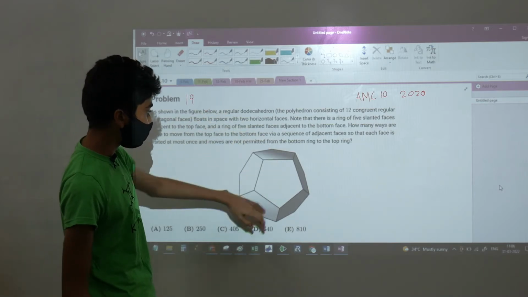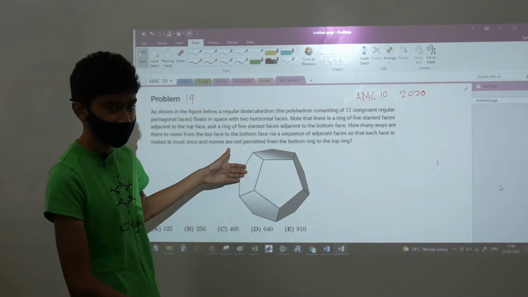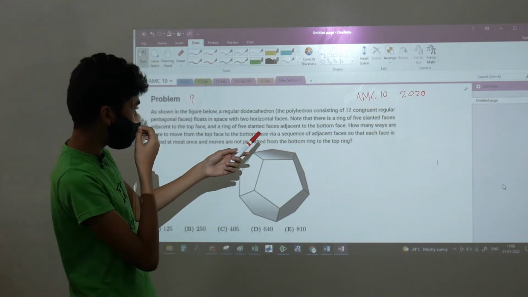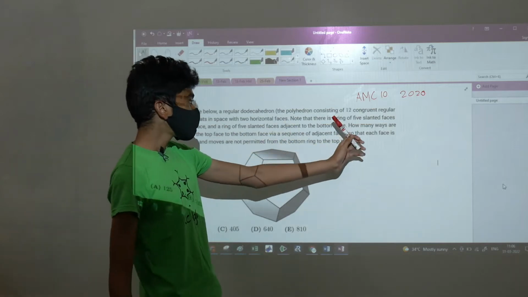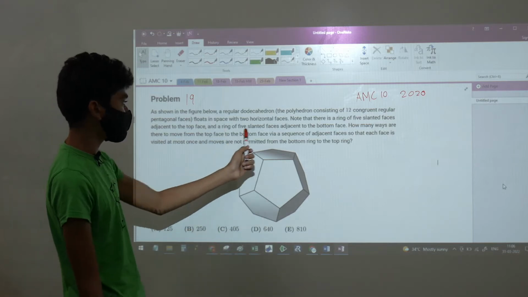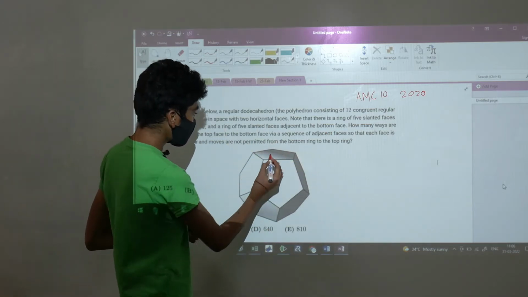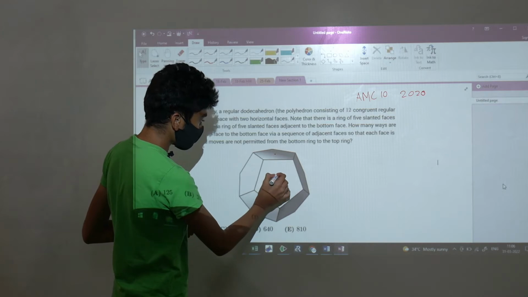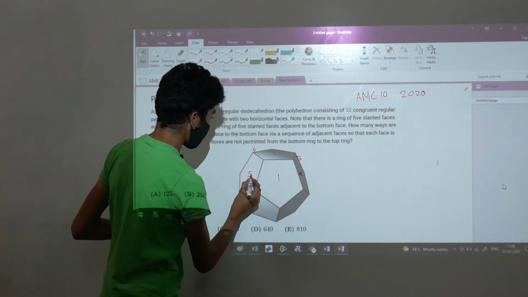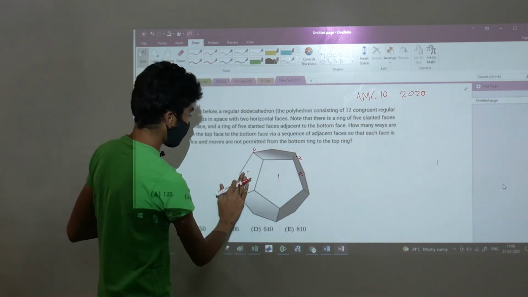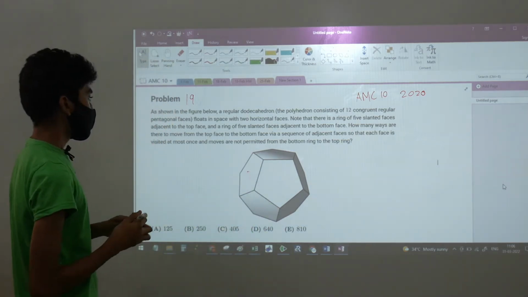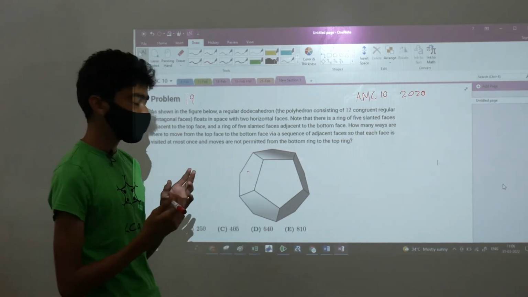So this figure right here is a 3D shape, a dodecahedron, which means it has 12 faces. And in this question, it's important to note that there is a ring of 5 slanted faces adjacent to the top face, and the same for the bottom face. So what they're trying to say is, from the top face, there are 1, 2, 3, 4, and 5 faces, and then the same for the bottom. So it's just the ring again. And then you have another face at the bottom, which totals 12.